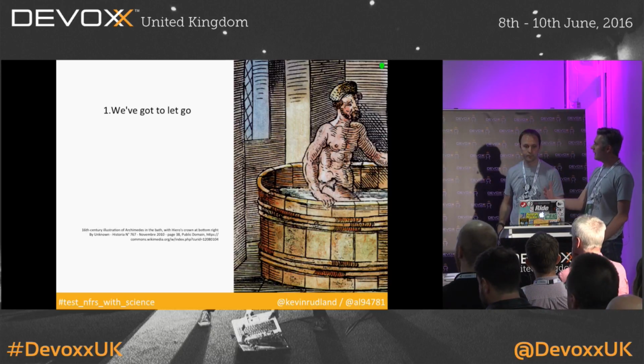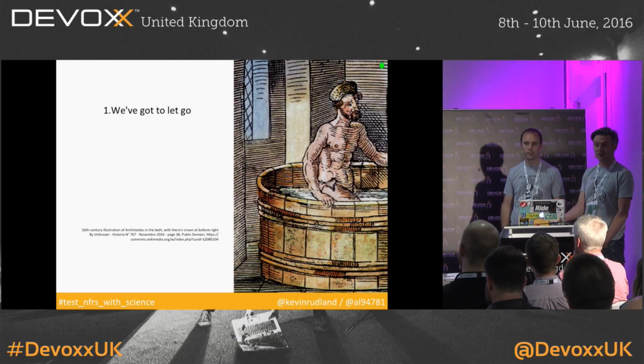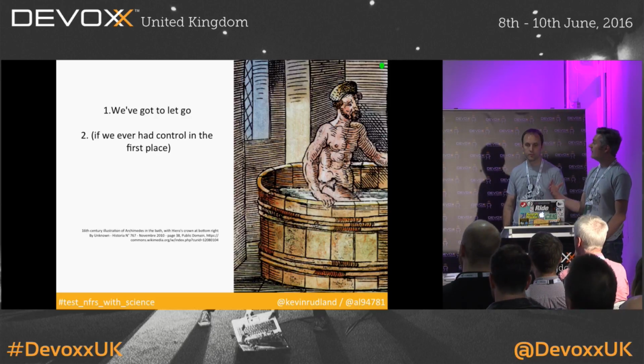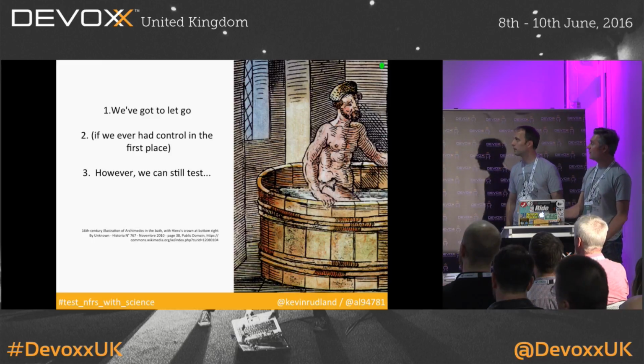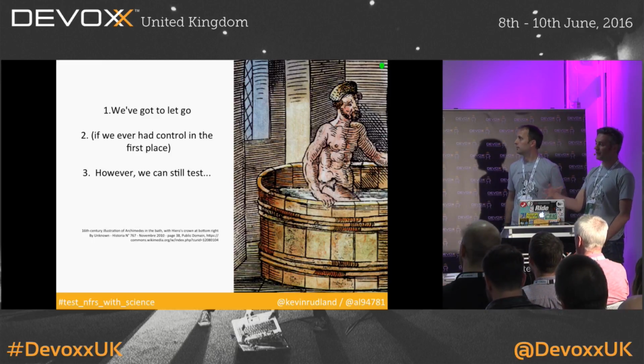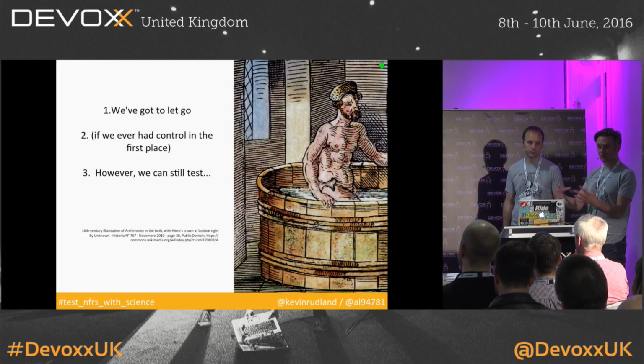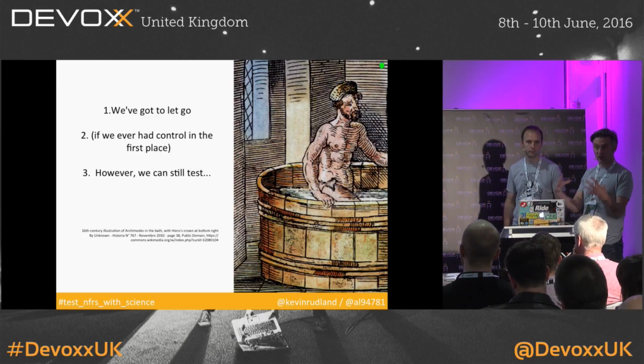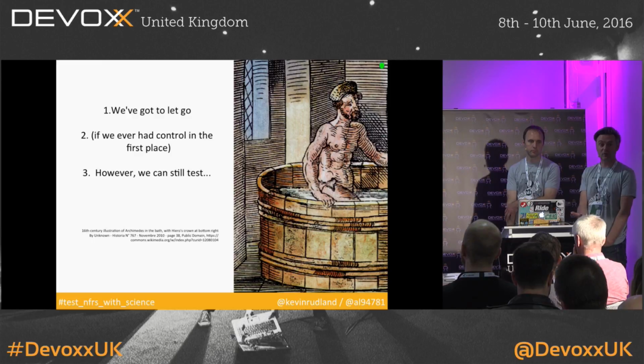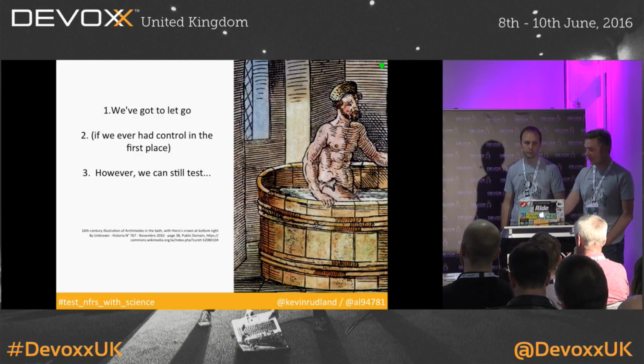So we had a three-stage enlightenment. Number one was we've got to let go. We should stop pretending that we have control and predictability in these things. By doing that, we free ourselves up to do a lot of other things. And as it says there, we probably didn't have control in the first place. But what we can still do is test. If we're testing, how do we focus our testing? How do we know that we're testing the right things? How do we know that we're not wasting our time? Because our time is valuable, and we want to spend all of it in the right place, in the right way.